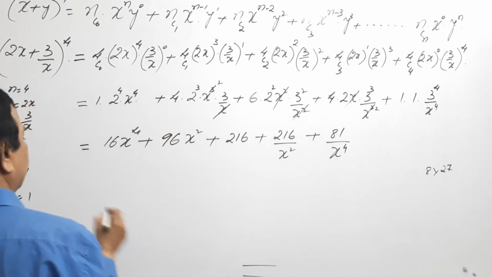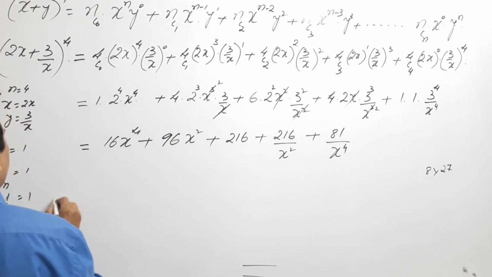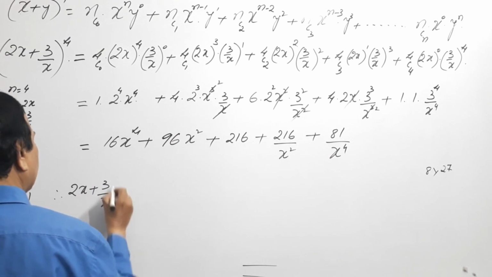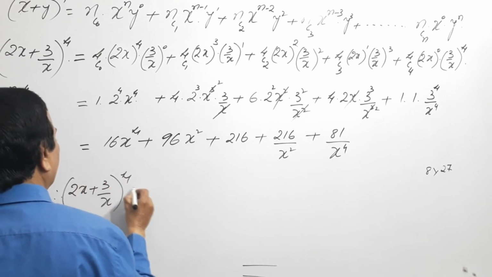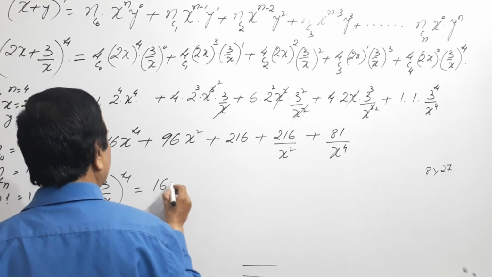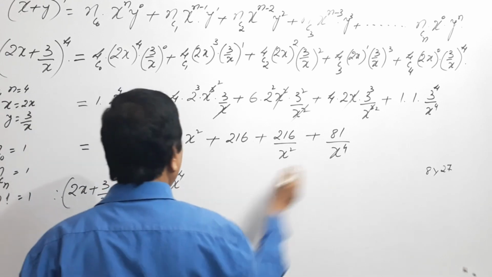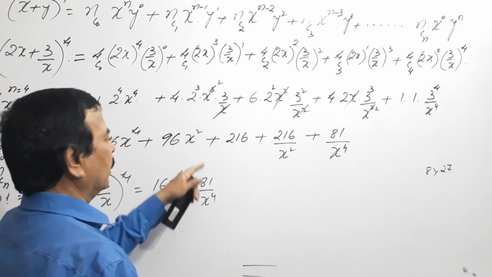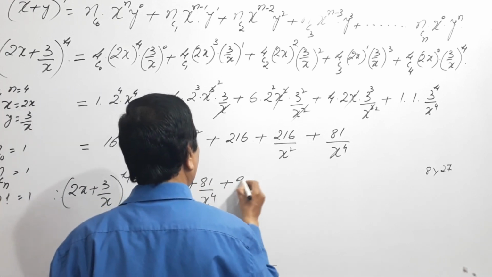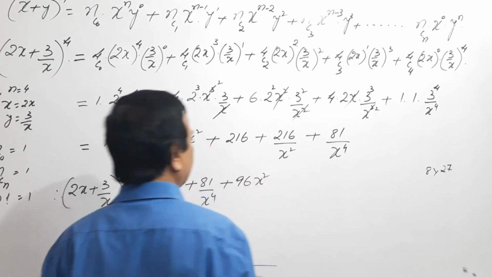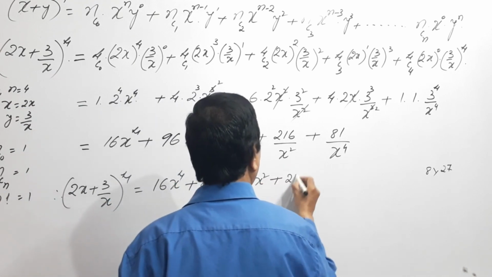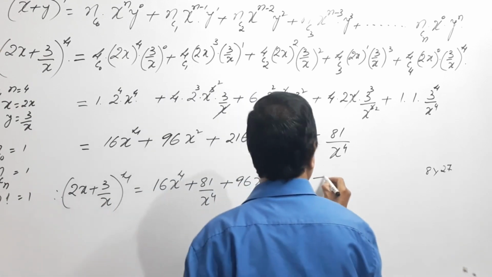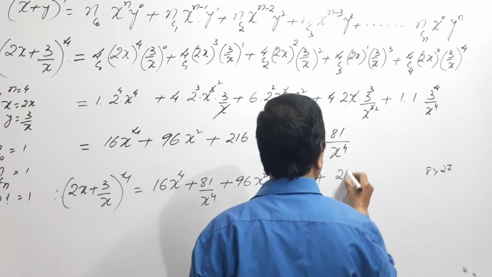I will rearrange this once again. So therefore (2x plus 3 by x) to the power of 4 equals, I will write like this, 16x to the power of 4, I will take this 81 by x to the power of 4, then plus 96 x square plus 216 by x square plus 216.